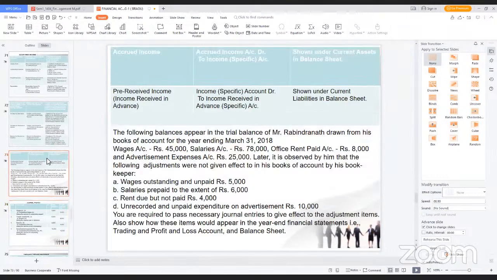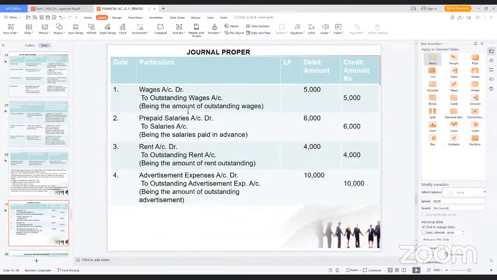In this, they have given wages are outstanding. Means the wages are outstanding, where you have to, that should be on the debit side. Wages account debit to outstanding wages. Means in the ledger of wages, you will write wages account debit to outstanding wages. Means you will be writing on the debit side in the wages book.